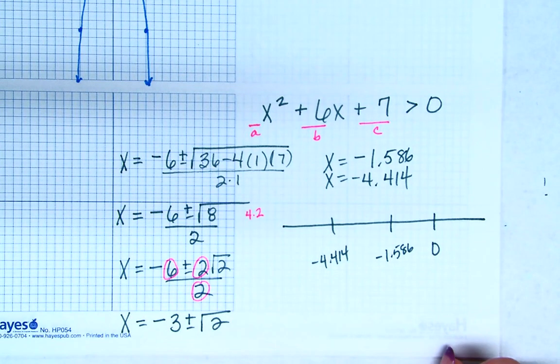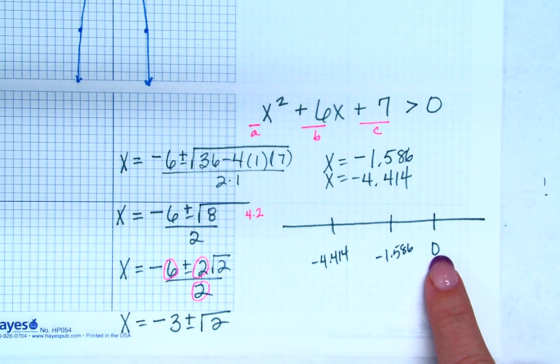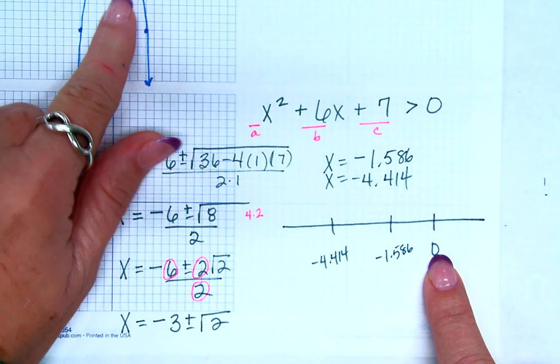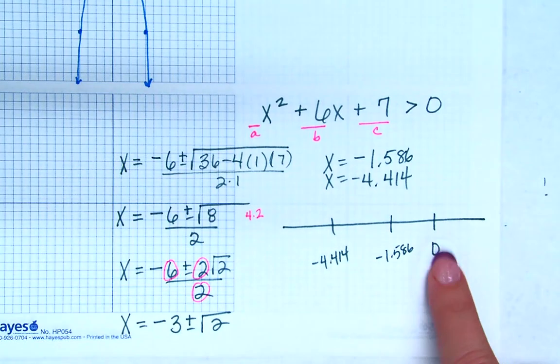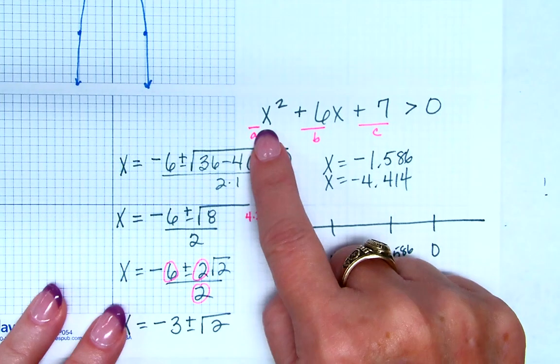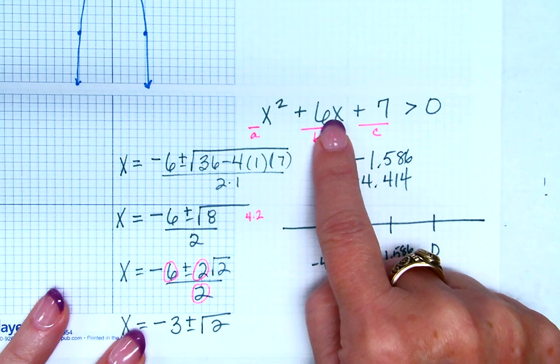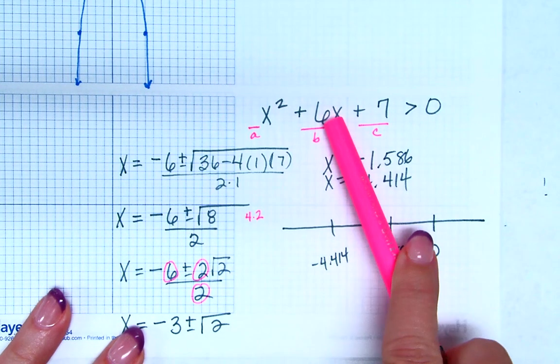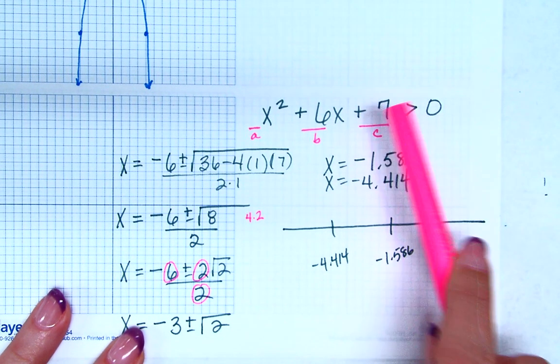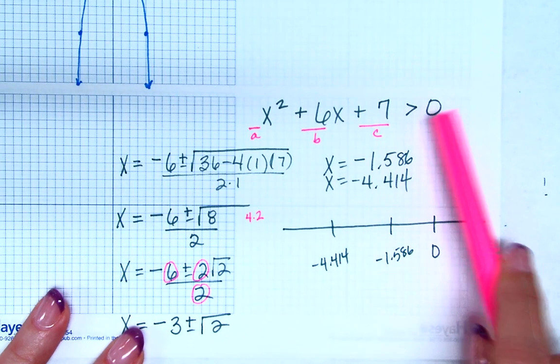Did you notice I put a 0 on the number line? Just like we've been putting in a 0 up here, let's put a 0 into this equation. 0 squared plus 6 times 0 plus 7. So 0 plus 0 plus 7. 7 is greater than 0.